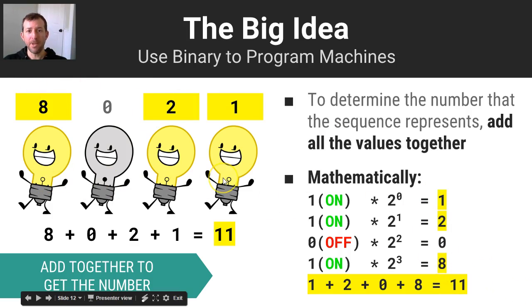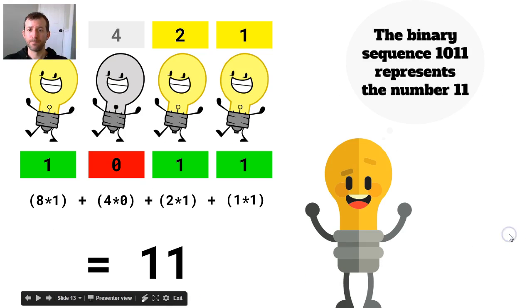So using 4 bits that can only be a 0 or a 1, we can represent the value 11 using the binary sequence 1, 0, 1, 1. We take the place values, we add them all together. And this is how you use binary to represent numbers.